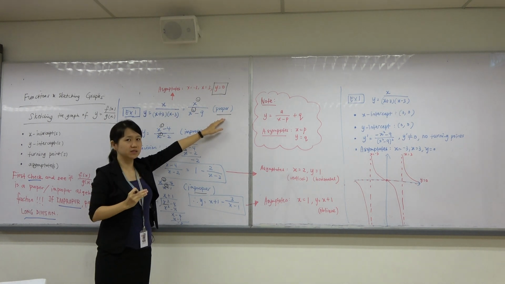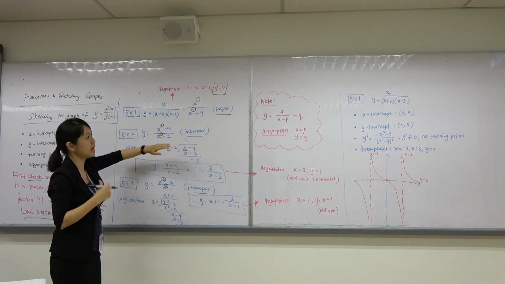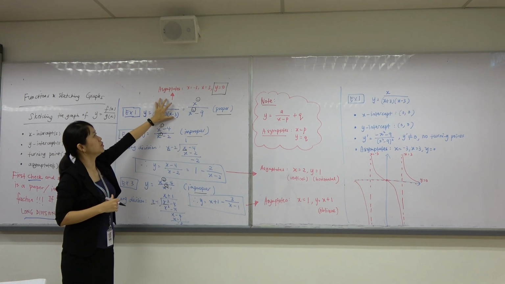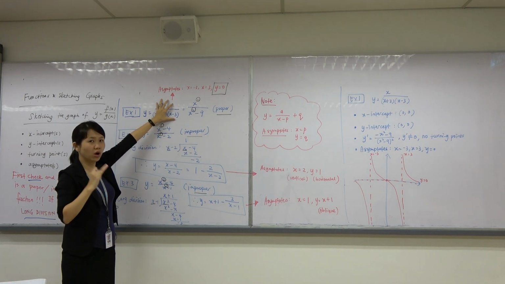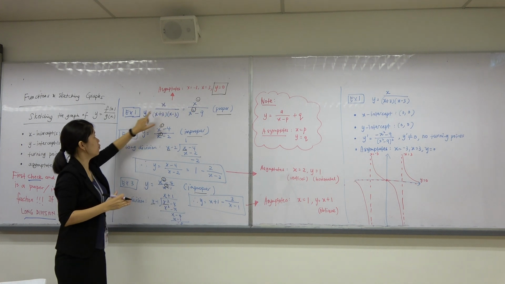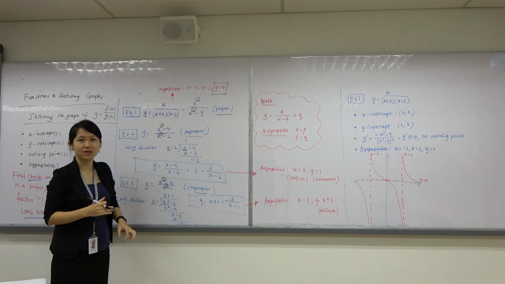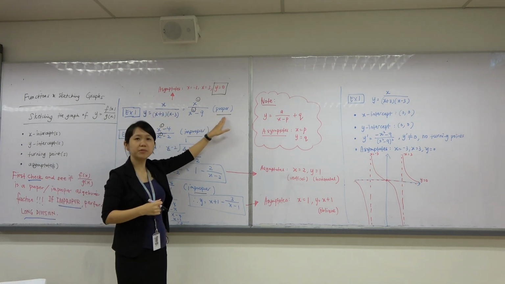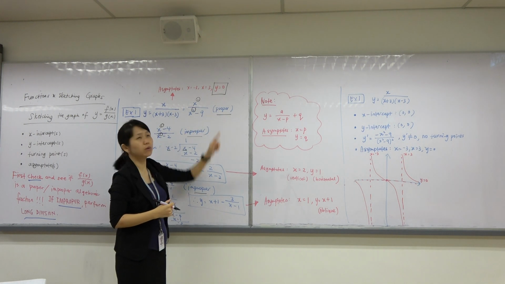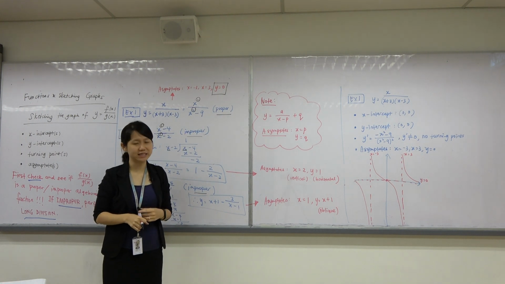Why is y equals 0 an asymptote? Because again, like what I explained to you earlier, the moment you have this fraction to be non-zero, that is when y cannot be 0. So note that when it is a proper fraction that you are dealing with, y equals 0 is always one of the asymptotes.